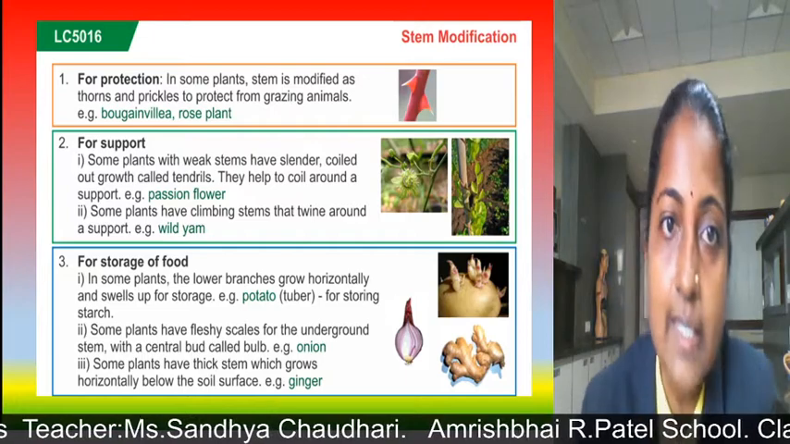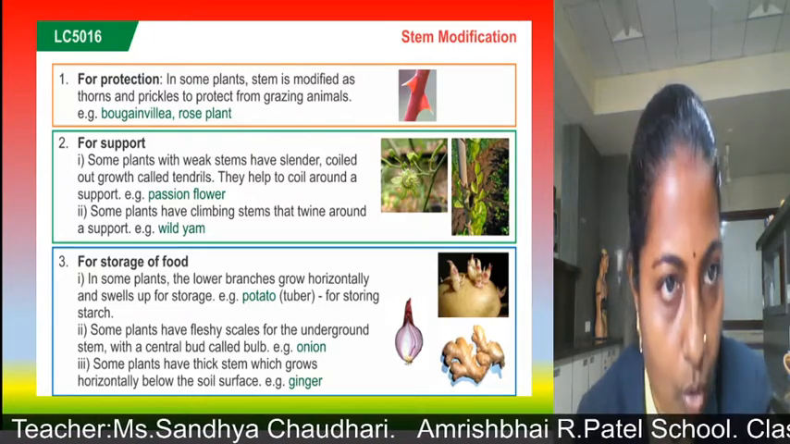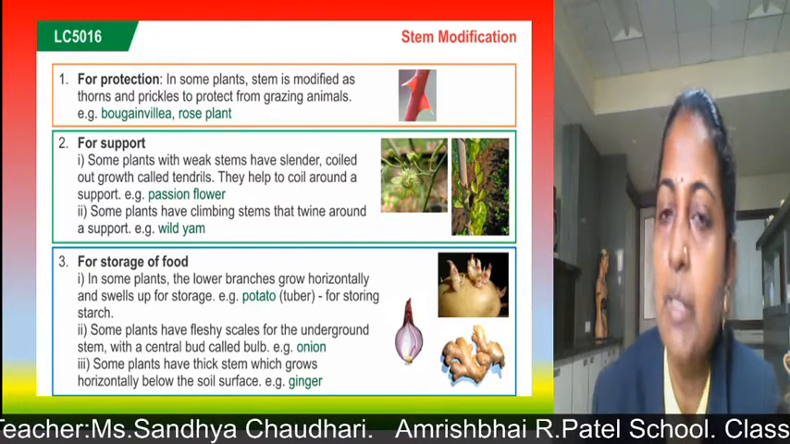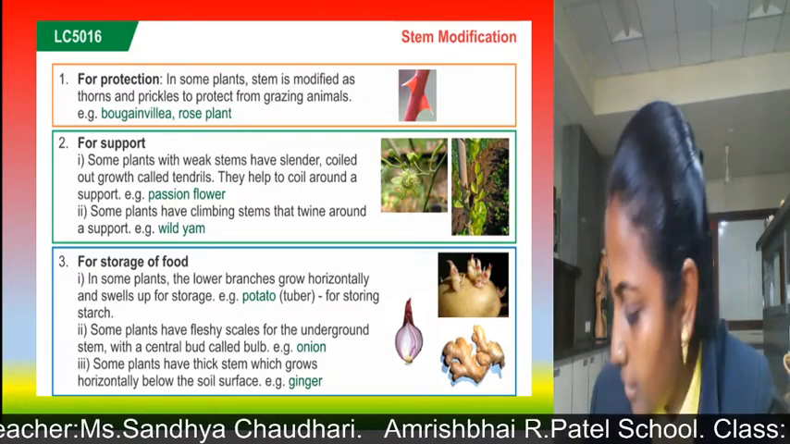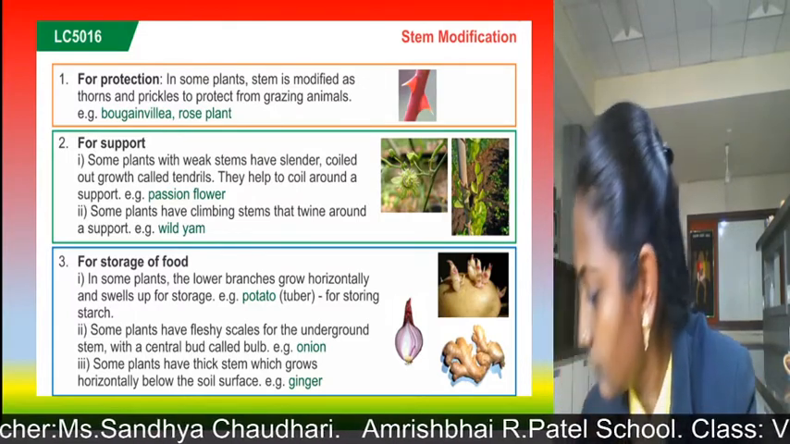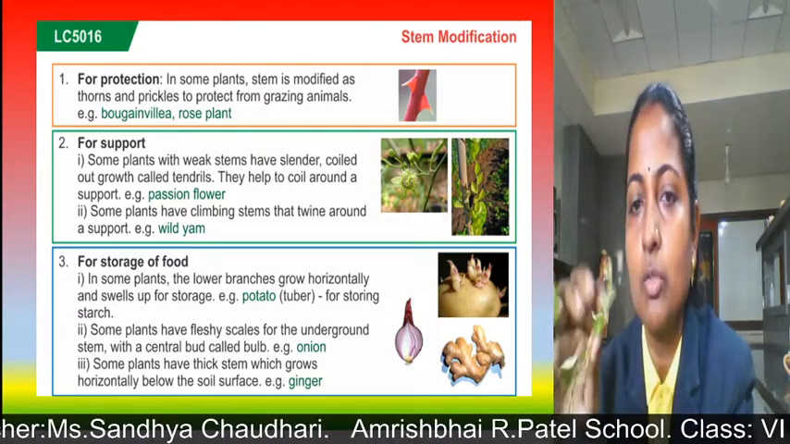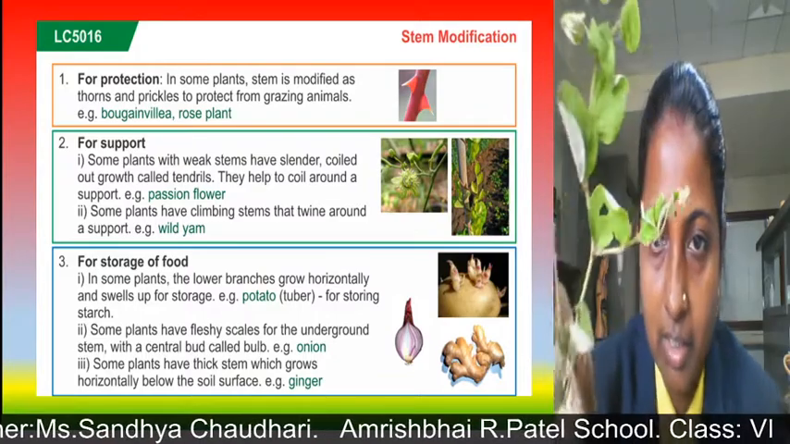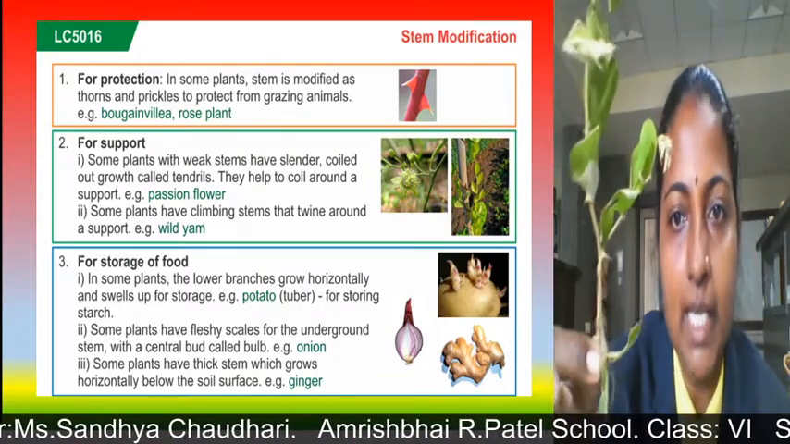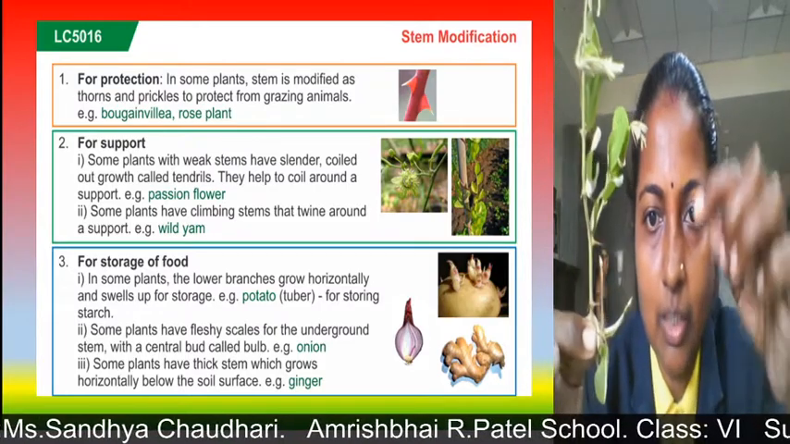In some plants, stem is modified as thorns and prickles to protect them from grazing animals, example bougainvillea, rose plant. Here you can see children, you can see thorns on the plant. So these thorns are for protection from grazing animals. Here you can see the thorns.